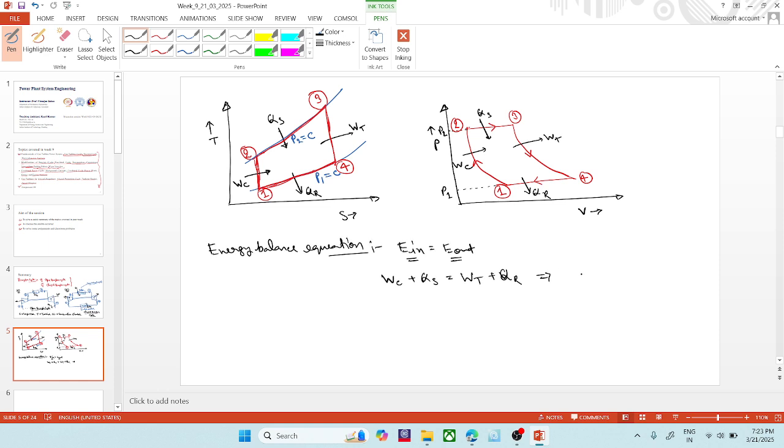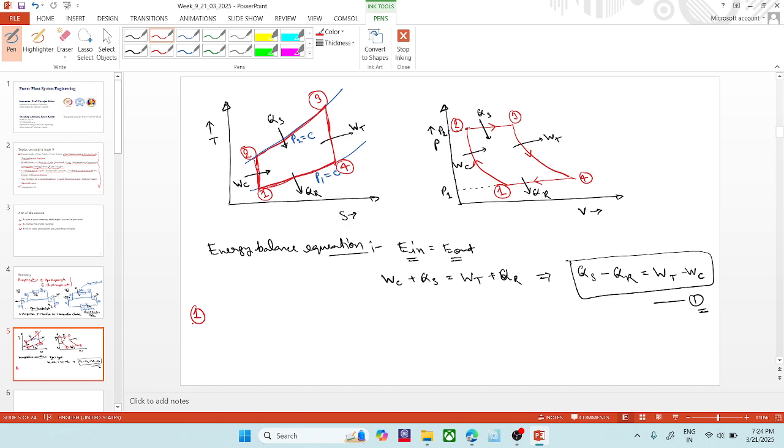If we rearrange this, then we will get QS minus QR is equal to WT minus WC. Okay, let me call it equation number 1. So equation number 1 is saying that the net heat will be equal to the net work. After this, I will write the expression for compressor work, turbine work output, and the heat released. Let me write it one by one.